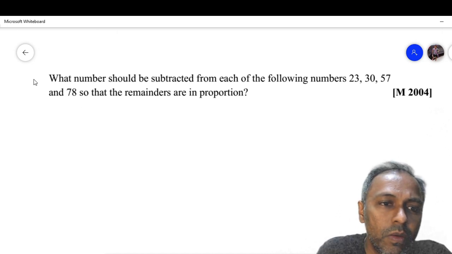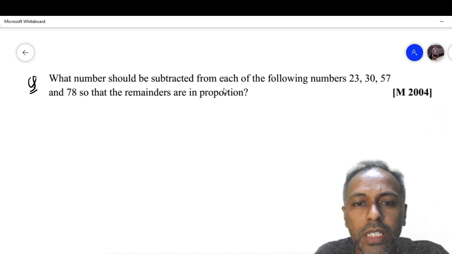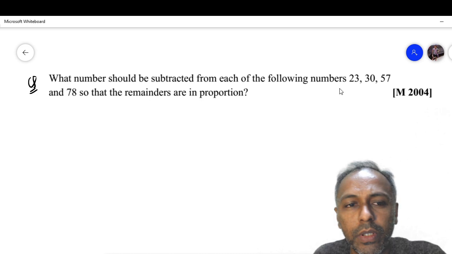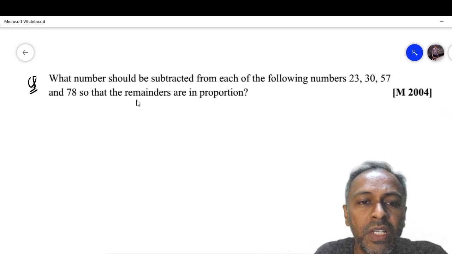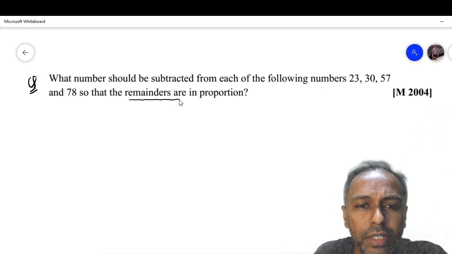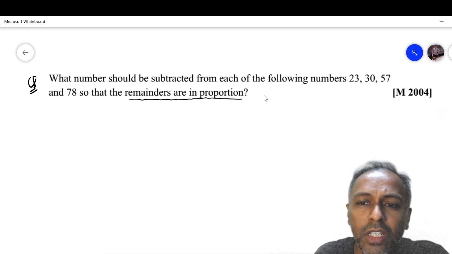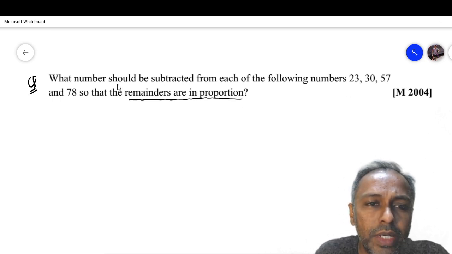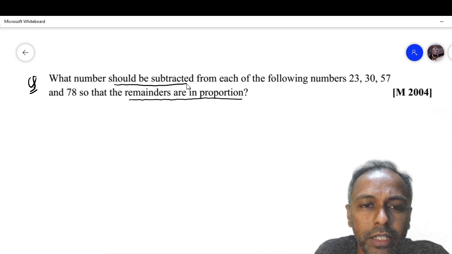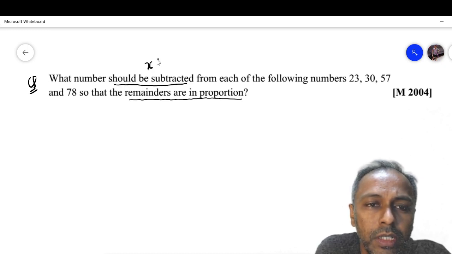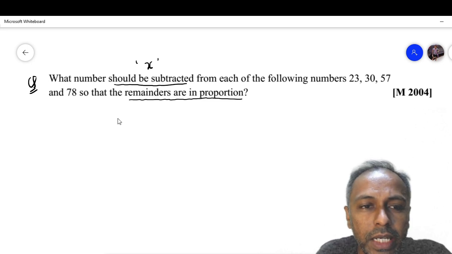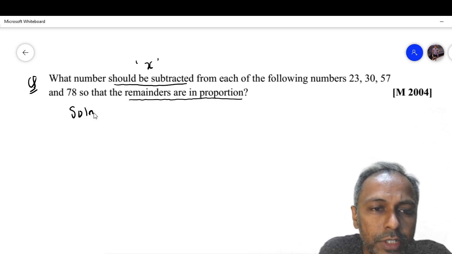The question is, what number should be subtracted from each of the following numbers so that the remainders are in proportion? Remainder here means the balanced numbers will be in proportion. Now we know there are 4 numbers, so let the common number that should be subtracted, because you have to subtract the same number, be x. So we can begin our solution.